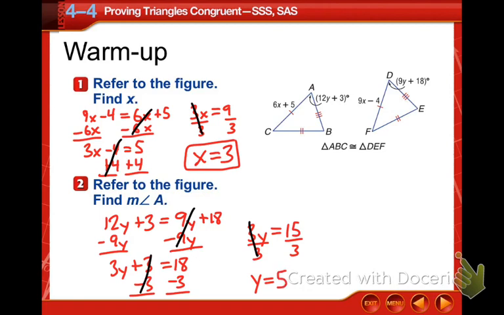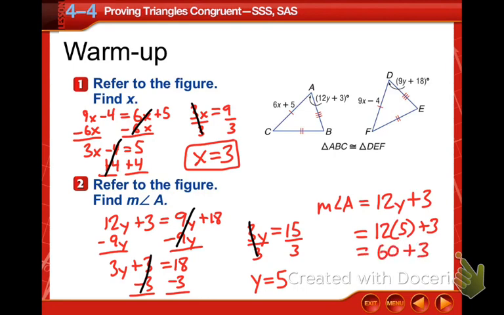Now, this didn't want us to find y, it wanted us to find the measure of angle A. But we needed y to do that. So the measure of angle A is equal to 12y plus 3. We plug in the 5 we got for y, so 12 times 5 plus 3. 12 times 5 is 60. We add 3 to that, and the measure of angle A is 63 degrees.